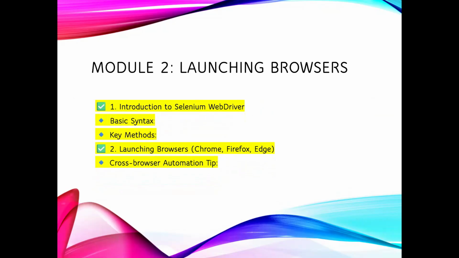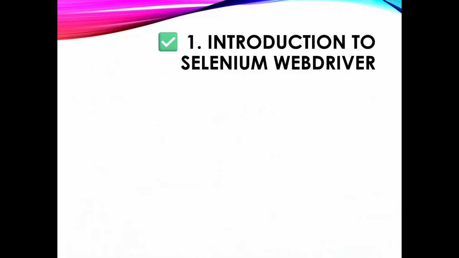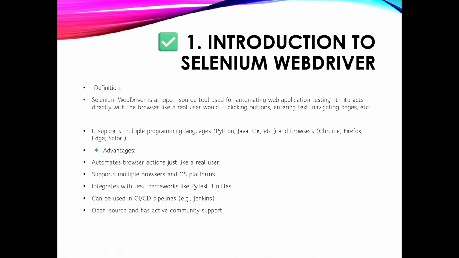First, we'll talk about the introduction to the Selenium WebDriver. We have already seen it in the previous session, but anyway, I'm going to discuss it again. The definition of Selenium WebDriver: it is an open source automation tool which is used to automate web applications. Simple, okay? Selenium WebDriver is used for web-based automation testing, and it interacts directly with the browsers like a real user would, clicking on buttons, entering text, navigating the pages, selecting values from the drop-down, mouse overs, selecting windows, handling alerts.